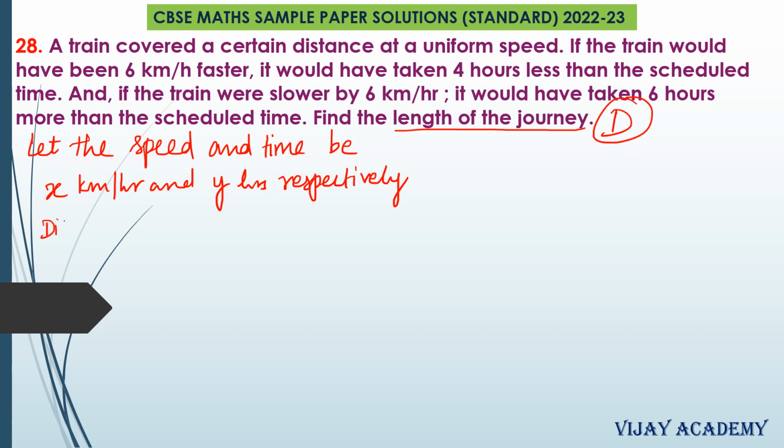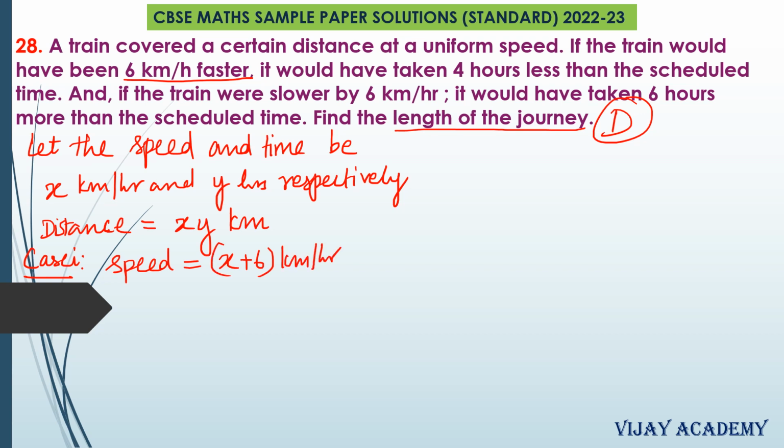Therefore the distance equals speed into time. So let us multiply x and y. So we get x into y kilometers. Now according to the first condition, let us take this as case 1. In case 1 the speed changes to 6 km per hour faster. So it changes to x plus 6 km per hour.